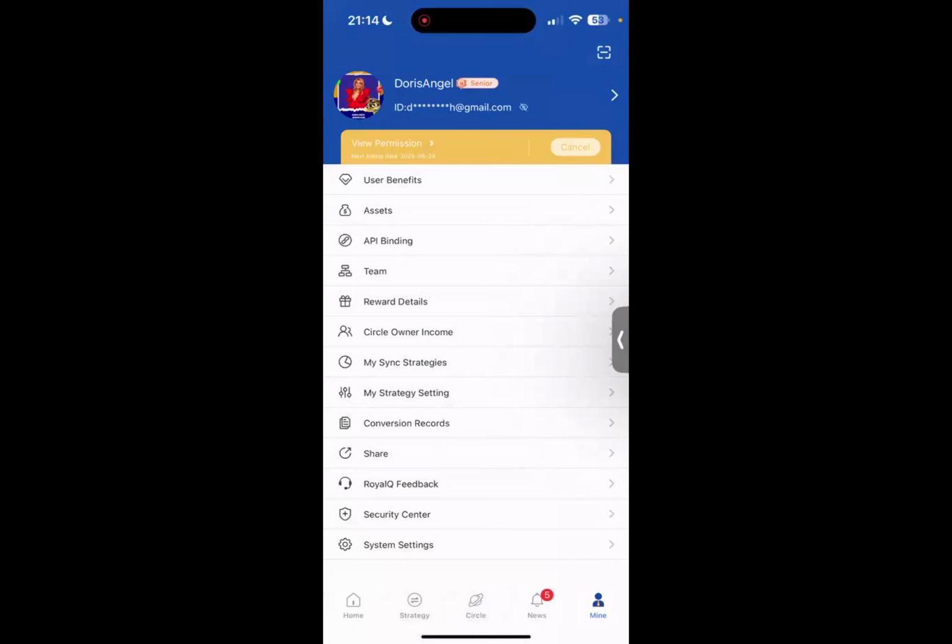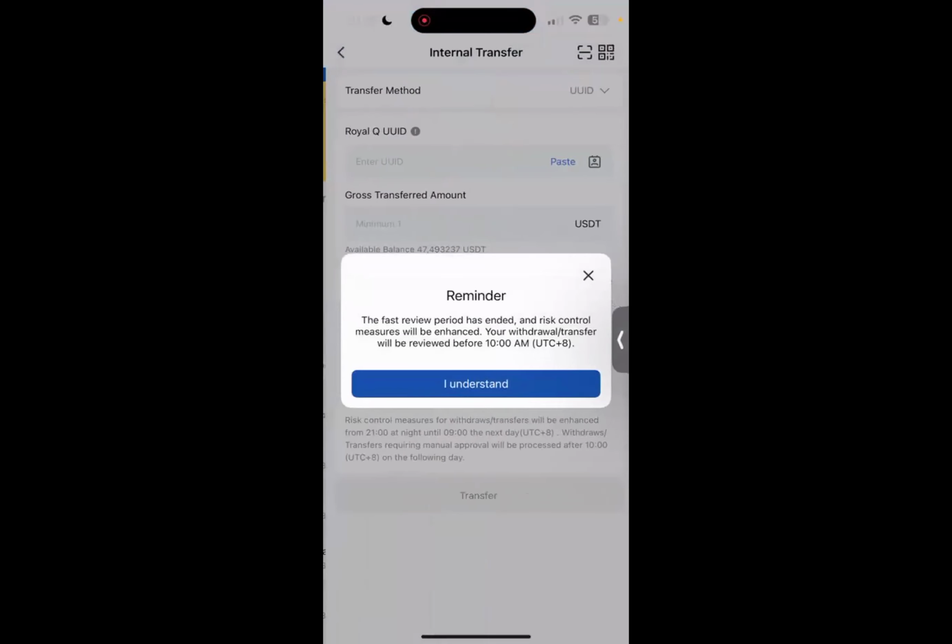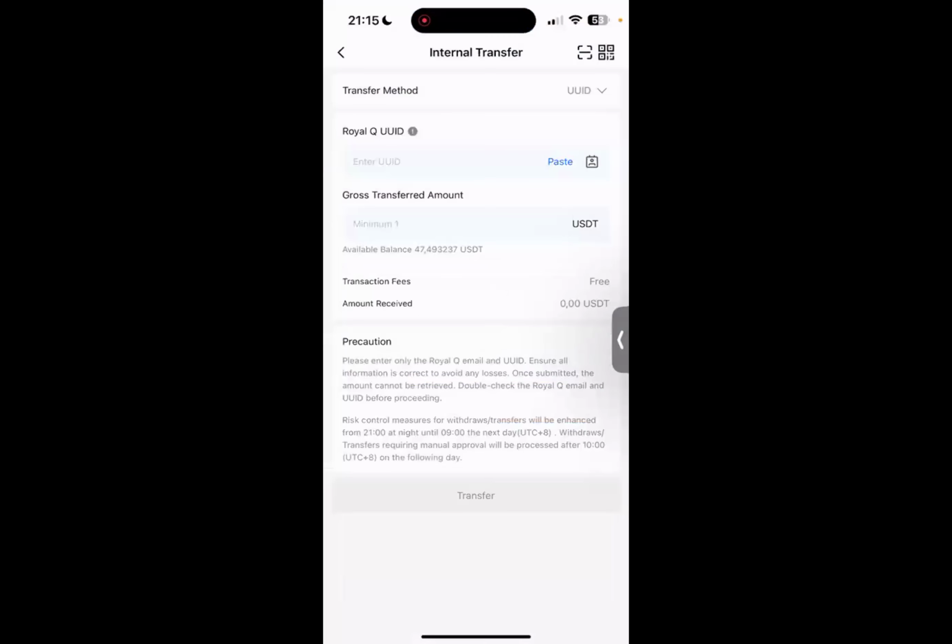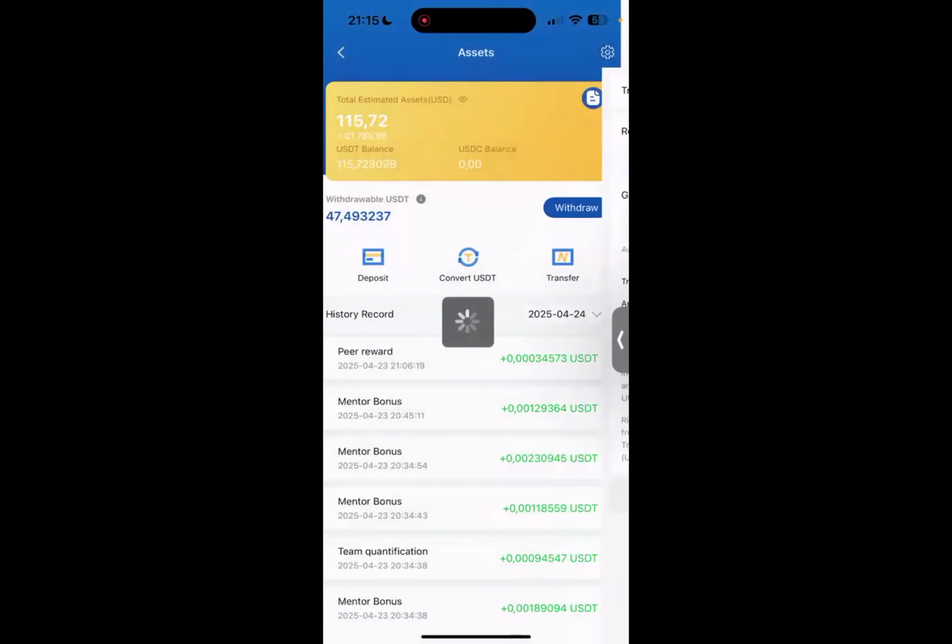Okay. So that is how to do internal transfers. Internal transfers come instantly. It's the external one that will undergo that review period. Internal transfers are free, Royal Key to Royal Key. So you don't pay any dime.